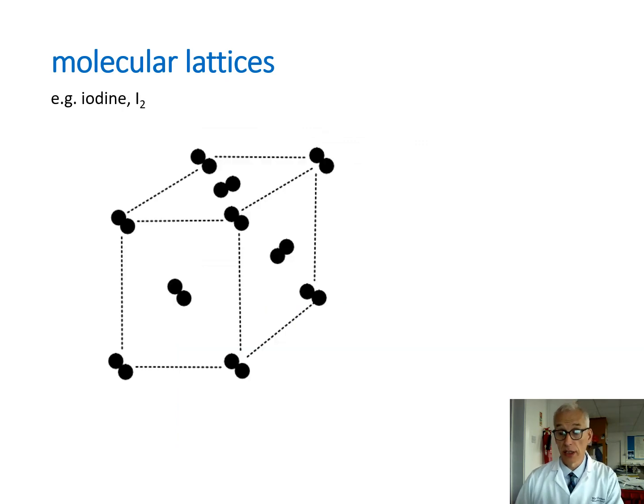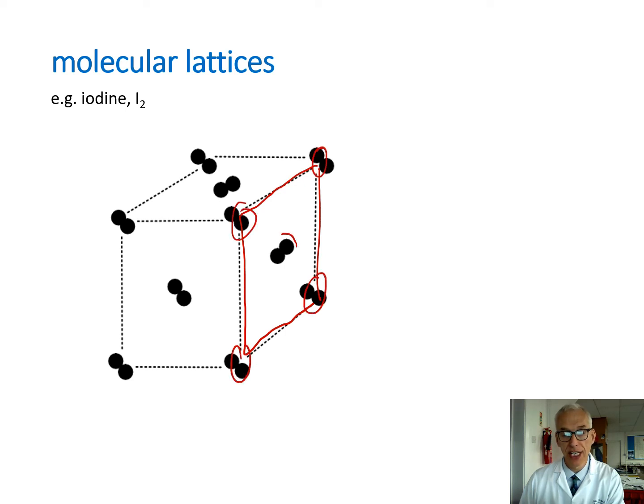Well, the answer lies, of course, in intermolecular forces. Although iodine I2 is covalent, nevertheless there are intermolecular forces between the molecules, and I've just drawn a rough sketch of the sort of structure that you might expect for iodine. So this is one face of a cube, and we've got iodine in each corner and then iodine in the center of that face, and that would carry on with the other three faces that you can't see. So that's the type of molecular lattice that iodine would form.